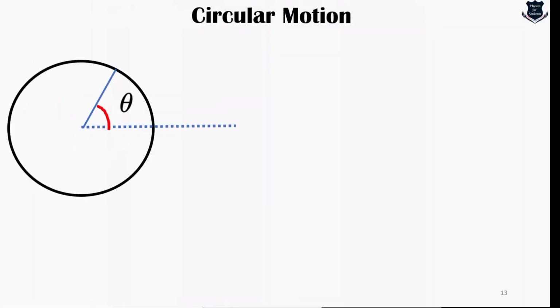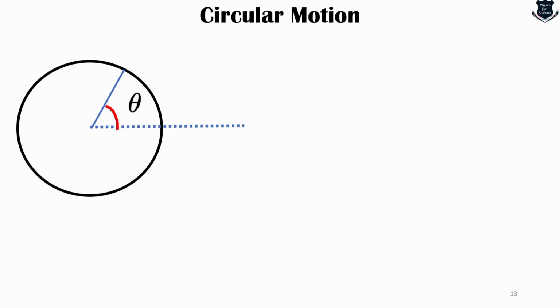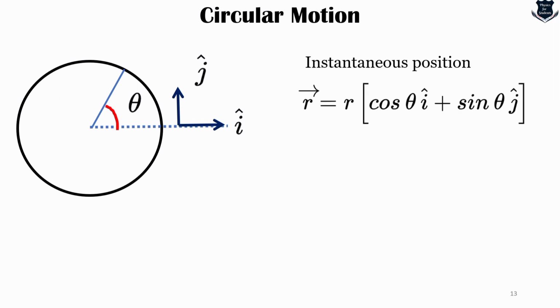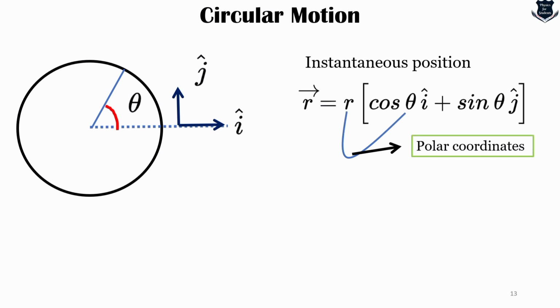What we do, we take the same circle, and here is the vector from the center of the circle to the instantaneous position, and now we use two vectors i and j. Here, the vector from the center of the circle to the instantaneous position of the particle is this one, right? And r and theta are the polar coordinates.